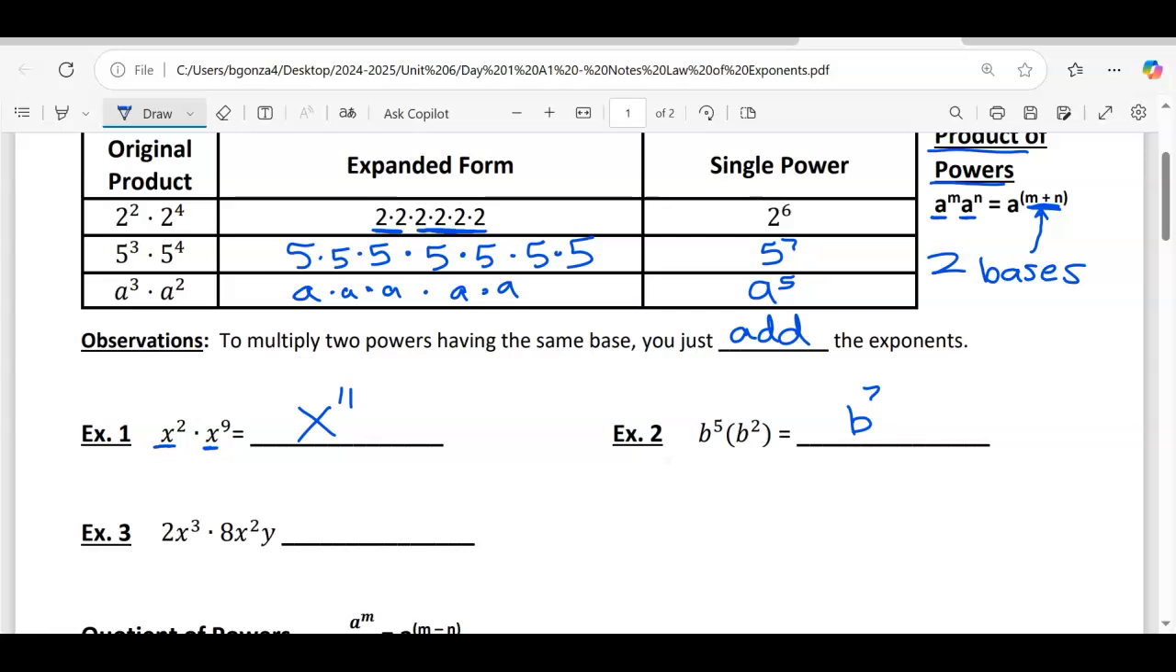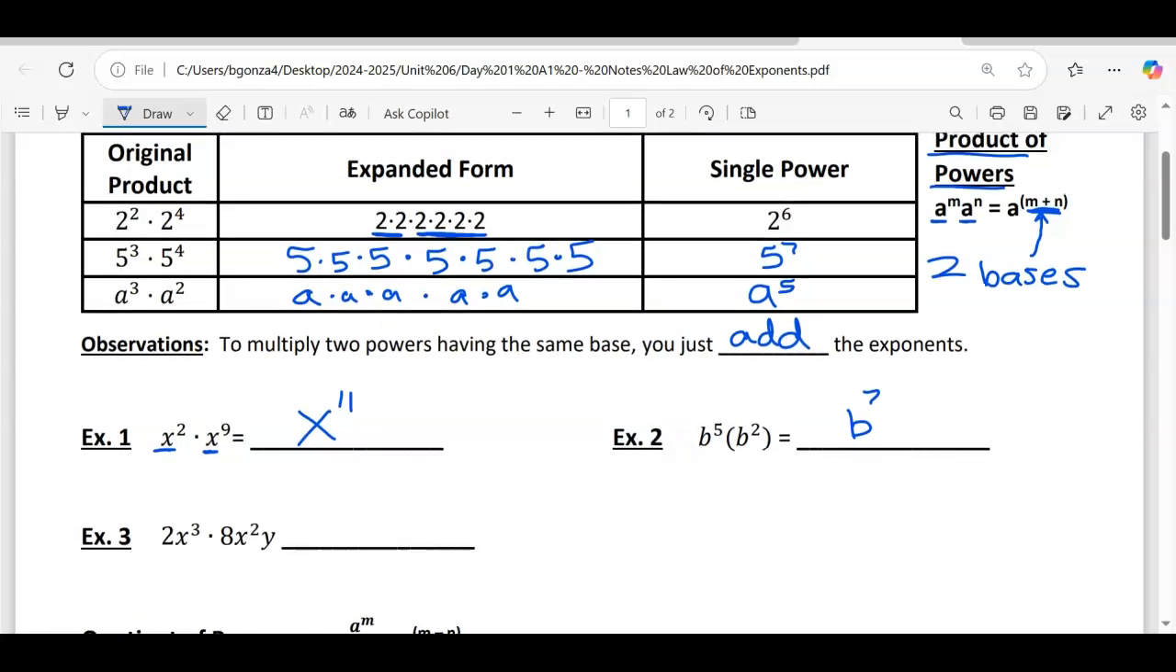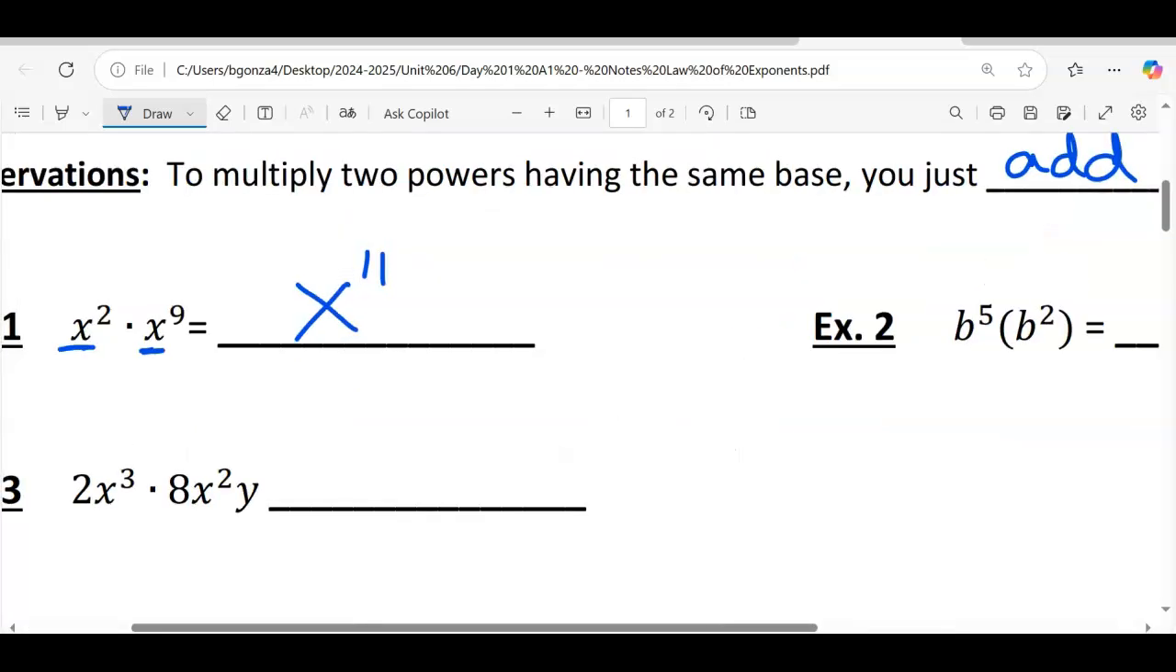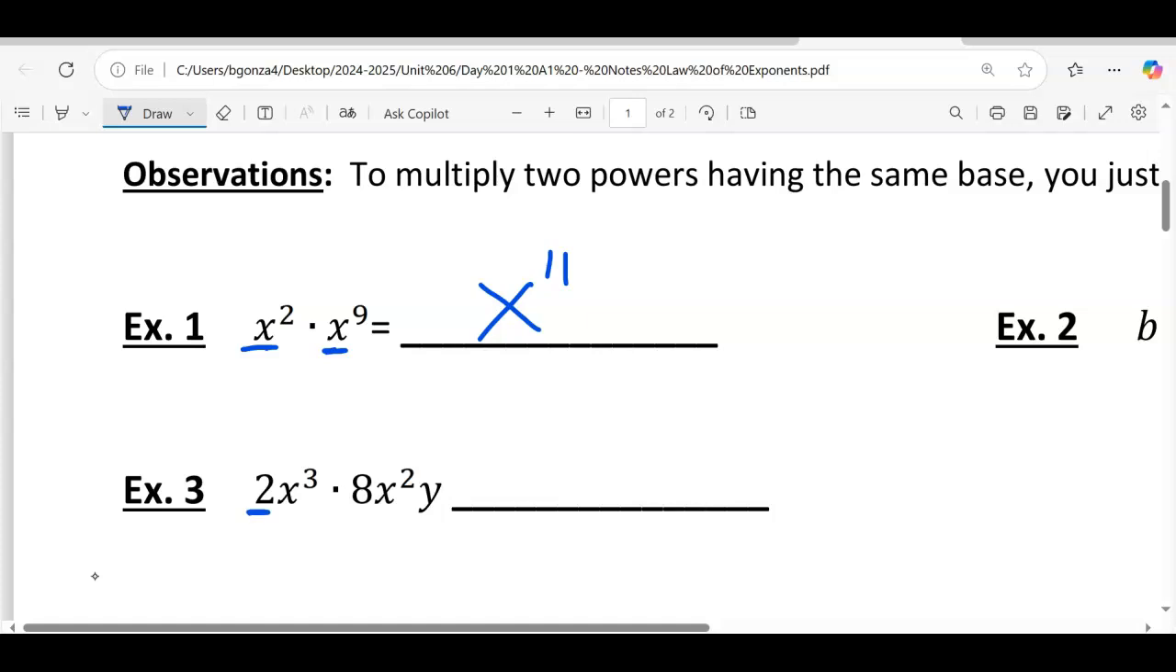Now, the way this gets a little bit more spicy is, what if there's coefficients? So example 3 has an exponent, a coefficient 2 and a coefficient 8. Those numbers are not in the exponents, so we're not adding those. They're down on the base, on the ground floor, as it were, right? So this is normal multiplying, 2 times 8.